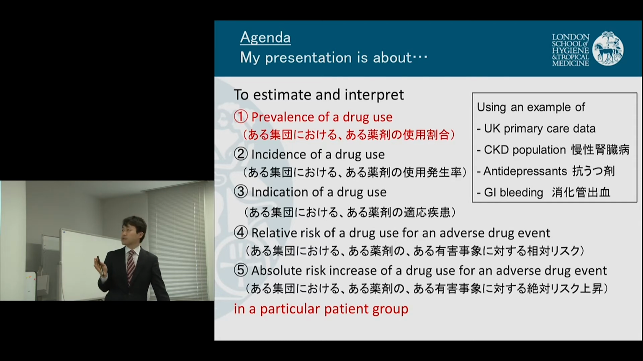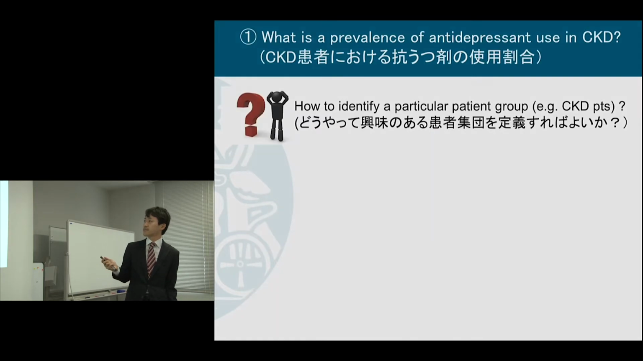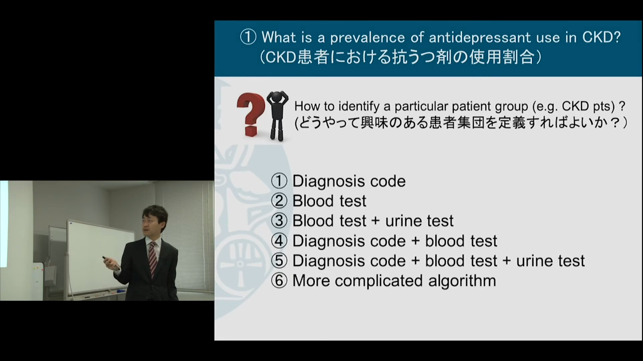Okay. So I'm focusing on how to estimate a prevalence of a drug use in a particular patient group. I mean, prevalence of antidepressants in patients with chronic kidney disease. The first difficulty I encountered was how to identify a particular patient group or study population. And of course, it's case by case. I mean, depending on disease, database, and country practice. But there are some strategies to identify particular patient group.